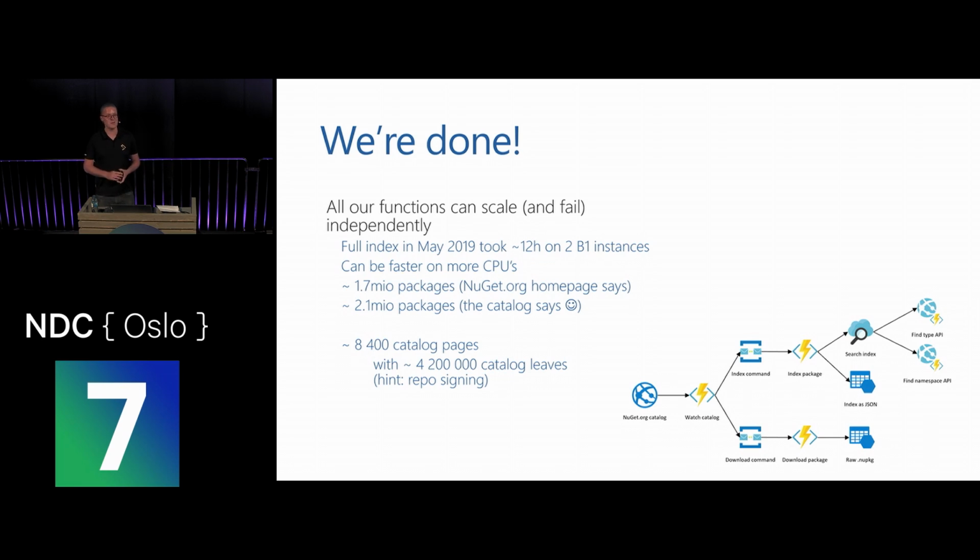In that catalog, we discovered 8,400 catalog pages with about 4,200,000 catalog leaves, which is roughly double the amount of packages that are available on NuGet. And that also explains the fact that they re-uploaded all of the packages with that NuGet package signing signature feature at the start of this year. So basically every package is in there twice for now.